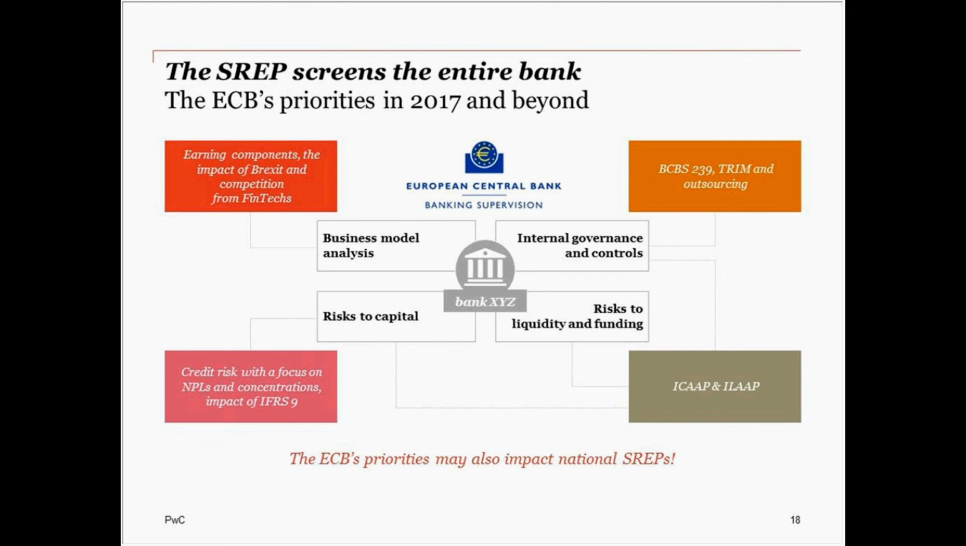TRIM, of course, the targeted review of internal models for those banks that use internal models for calculating Pillar 1 capital requirements. The outcome of TRIM will be taken into account in subsequent supervisory review and evaluation processes going forward. And for some banks, this could have a significant impact. And outsourcing. I guess this has been a hot topic on the ECB's radar for a couple of years now, ensuring that banks have documented processes for ensuring that there's adequate risk management over key activities that are outsourced.